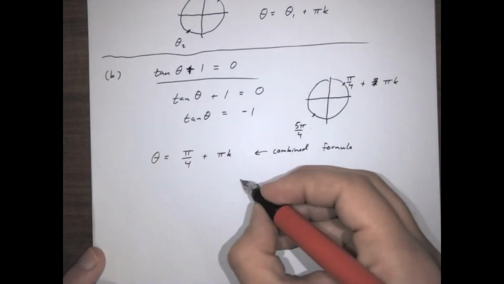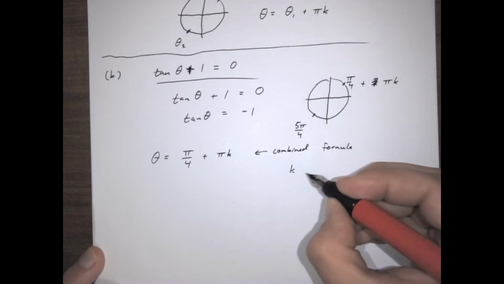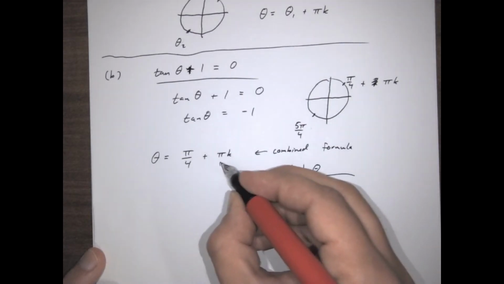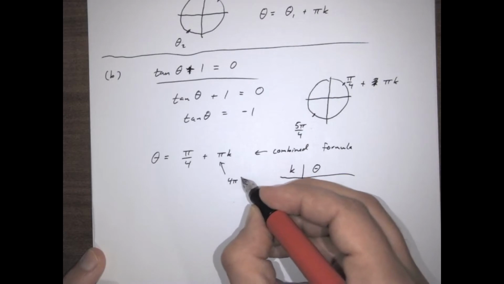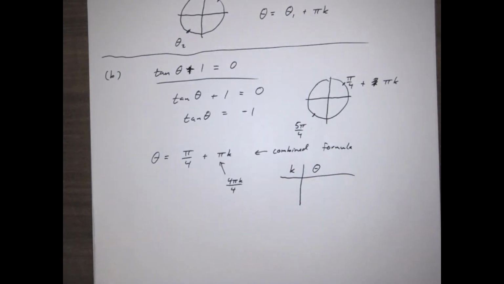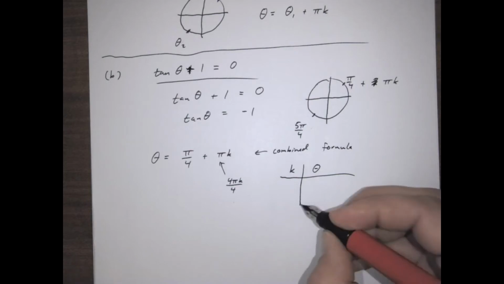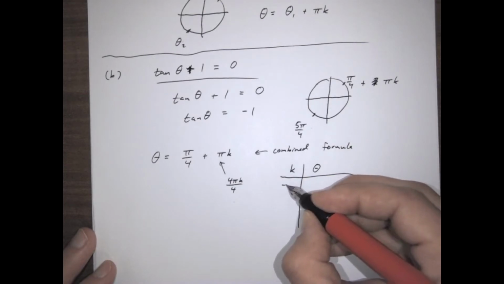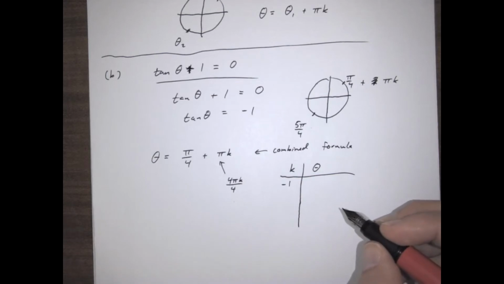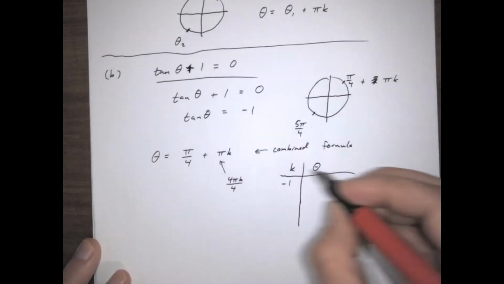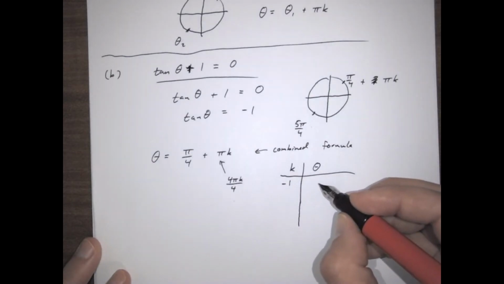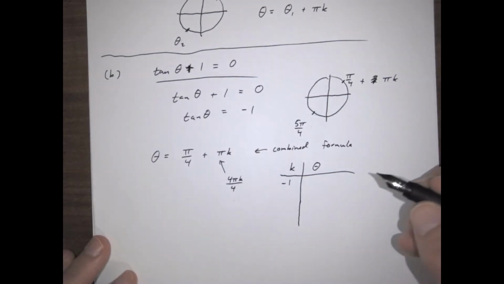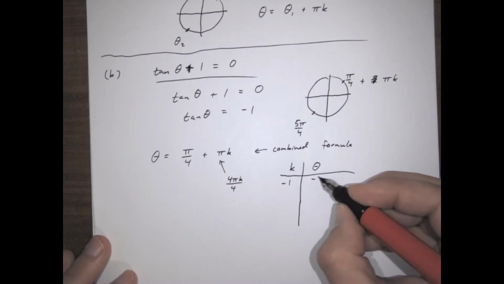All right. And then we can just think about the different values of k and what they will make for theta. And we can note that this is the same as 4 pi k over 4, so that they have common denominators. And that'll save us the trouble of having to add fractions in a weird way. So we'll just always start with a negative, and if it doesn't pan out, it doesn't pan out. So start with k equals negative 1, and that's going to give us negative 4 over 4 plus pi over 4, which makes negative 3 pi over 4.